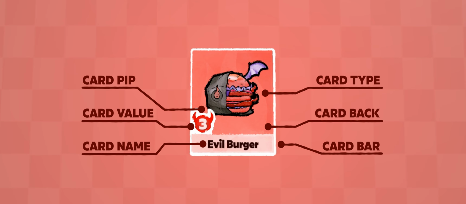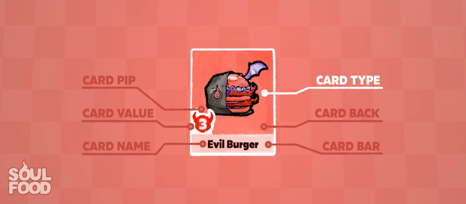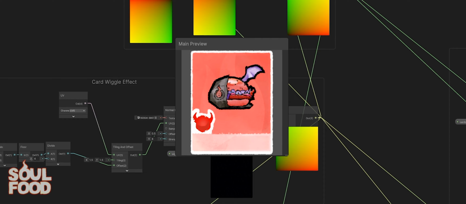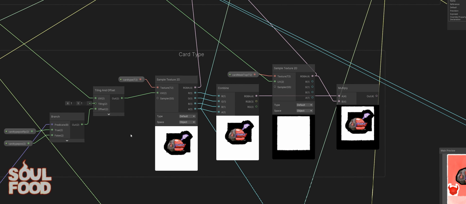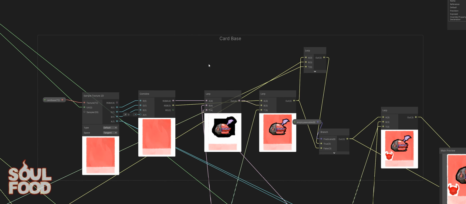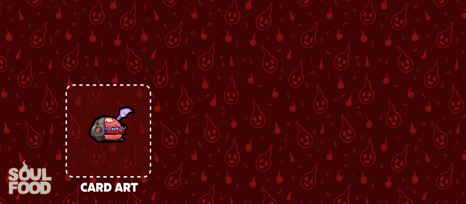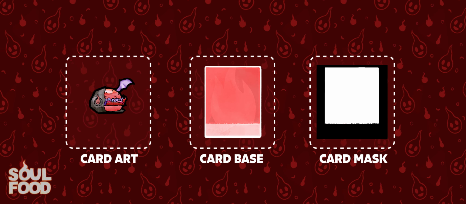How to set up card art using Shader Graph and Unity. Here's the anatomy of my card in Soul Food. Today we're going to be looking at card type. I'm going to show you how to use Shader Graph to develop your card type, as well as your card base. So what you're going to need are these three components for setting up your card.